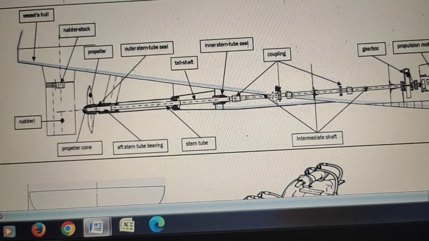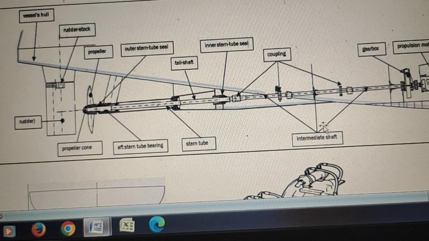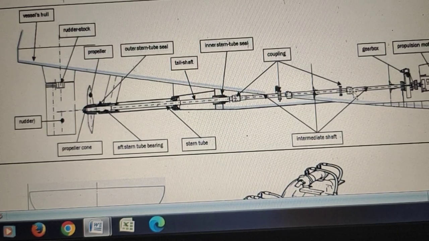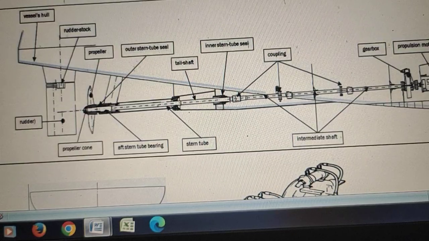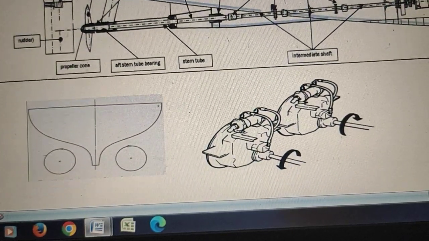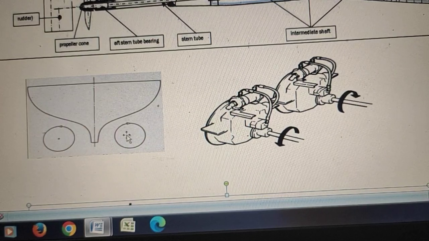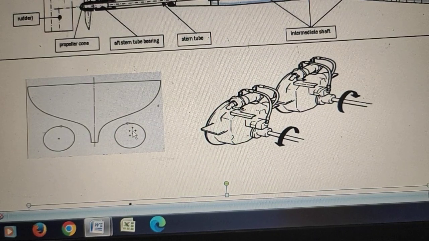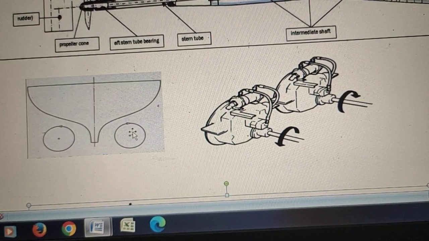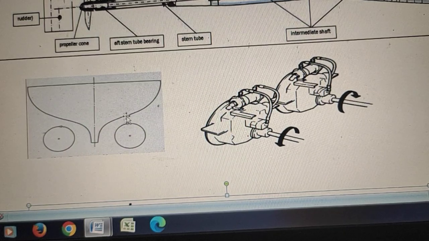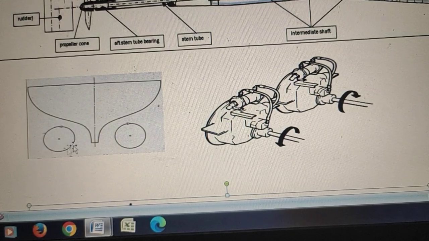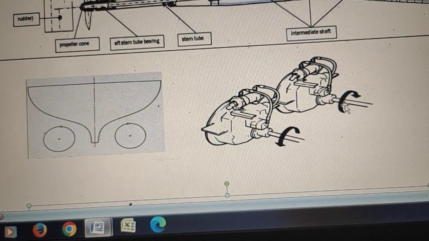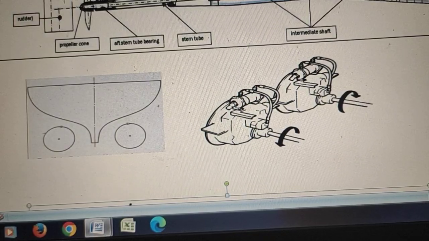Then we have the couplings. This part is called the intermediary shaft. We have three intermediary shafts here, and then we have the tail shaft. That is the arrangement for a twin screw ship. In a twin screw ship, see the propeller on this side, looking at it from behind, from stern to forward. You are facing the stern. The rotation is clockwise on this side and anti-clockwise on this side. You can see from the gearbox, clockwise and anti-clockwise.